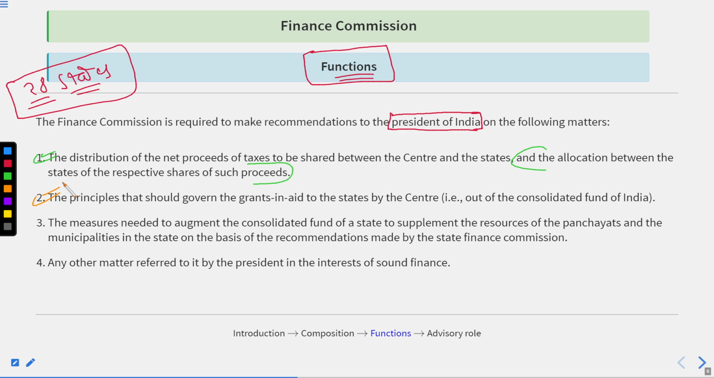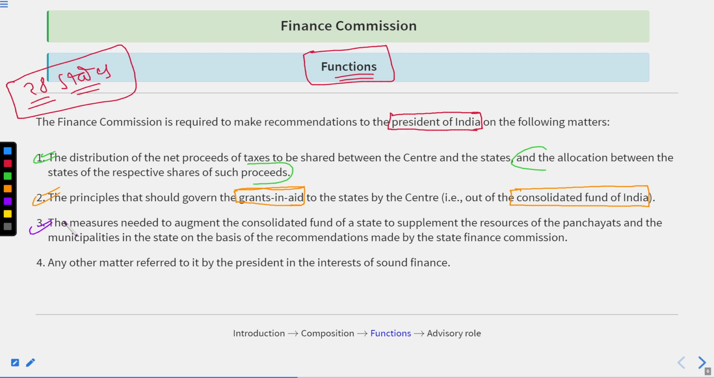Thereafter, the principles that should govern the grants-in-aid to the states by the center. There is a word here, grants-in-aid. What does it mean? It means that besides the tax distribution, the central government often gives some aid to the state governments for their financial operations. Okay. And that is charged upon the Consolidated Fund of India. So which principles the central government takes into consideration while granting aid to the states will be reviewed by the Finance Commission.